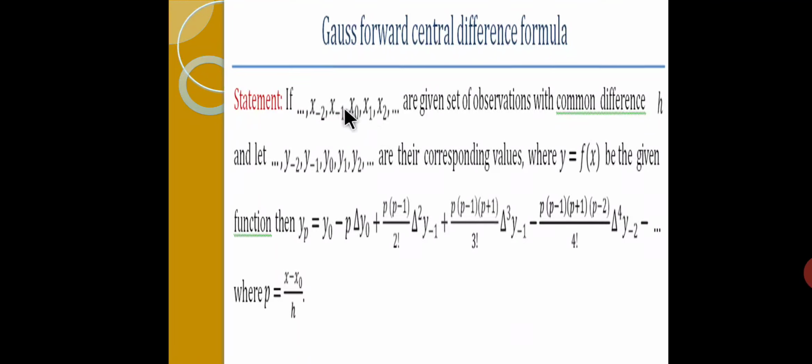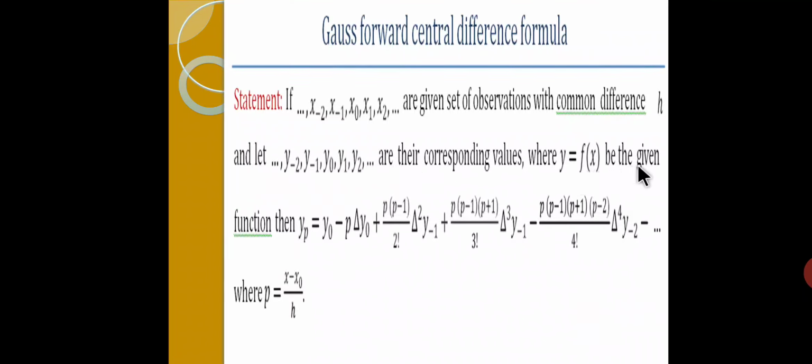So our required value is between these. If the required value lies on the positive side, we apply Gauss forward, and otherwise we apply Gauss backward central difference. So given a set of observations with common difference h, where h is the interval difference, let y minus 2, y minus 1, y naught, y1, y2 be the corresponding values.